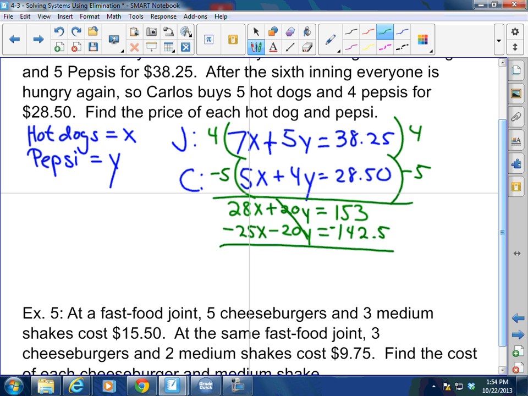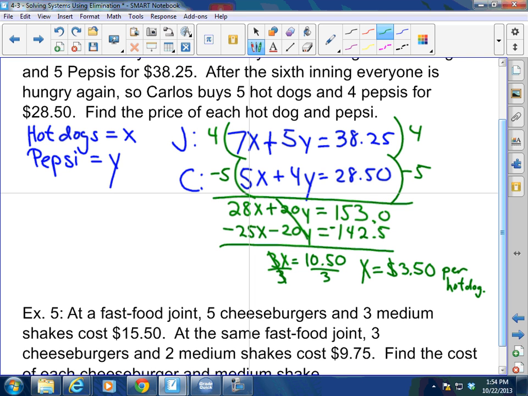The y's cancel. I got 3x equals, that's going to be 10.50, right? Yeah, 10.50. Divide by 3. So x is going to equal 3.5, $3.50 per hot dog.